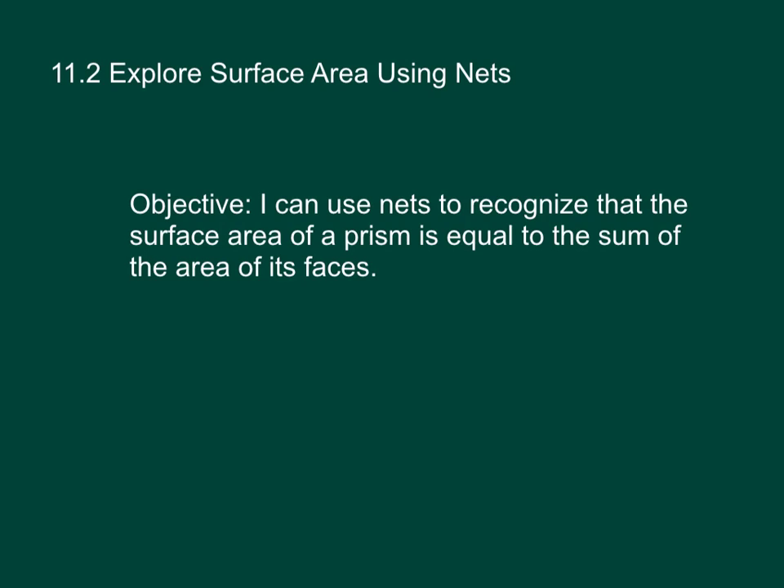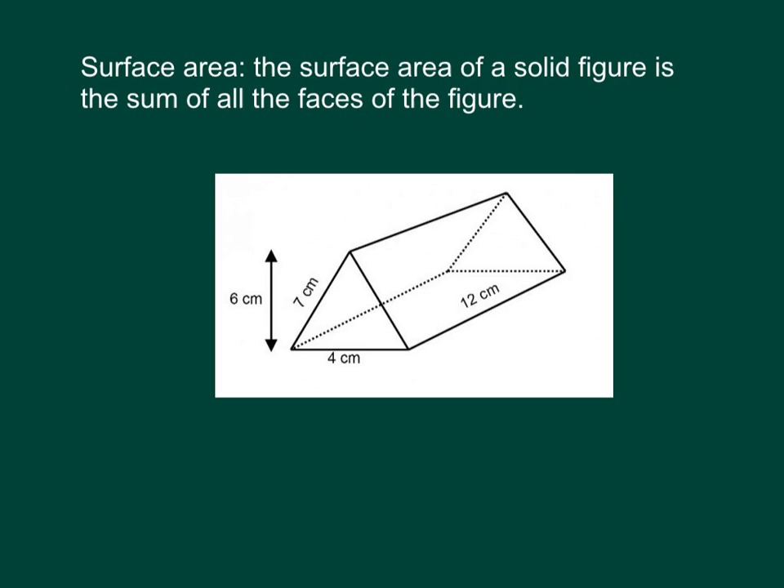Our objective is I can use nets to recognize that the surface area of a prism is equal to the sum of the area of its faces. Now, I want you to really focus on this part that says we're going to use nets. We talked about nets in lesson 1, chapter 11.1.